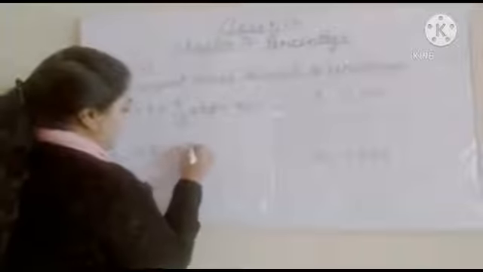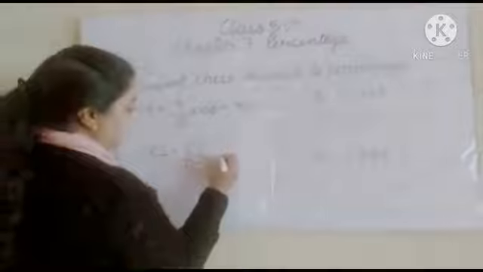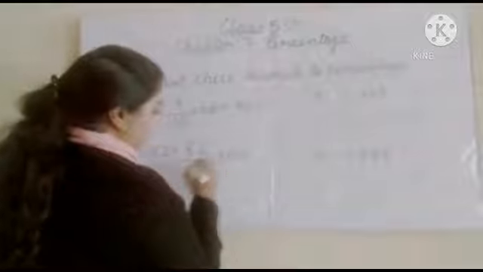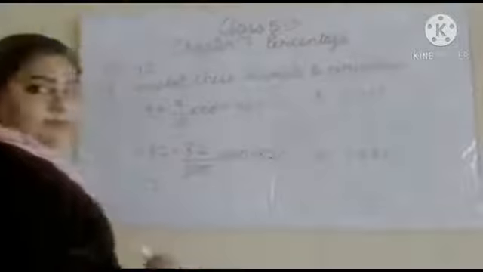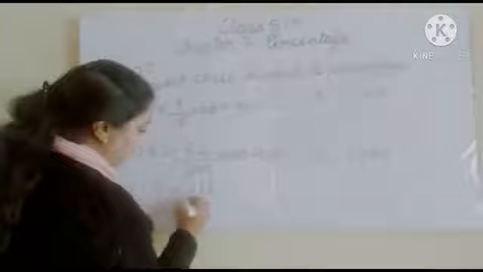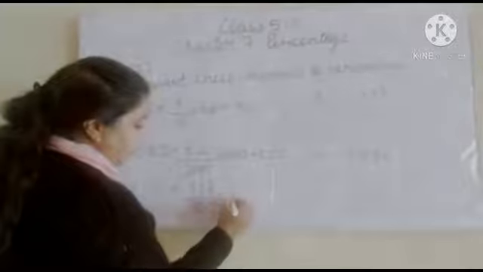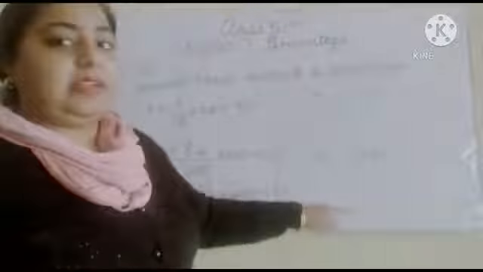Now 0.82, first we write 82 and then 2 numbers after this decimal, so we write 2 zeros, 100, and because we want to convert this into percentage, so we multiply by 100. 100 cut with 100, so answer is 82%. Now part 6 is 1.12. So first we write the number 112 by 100 multiply by 100. So it is 112%.